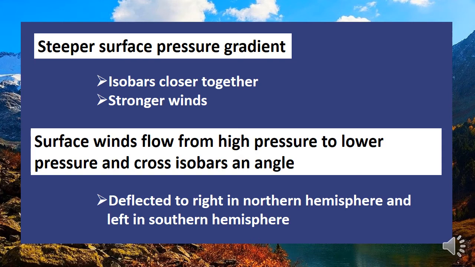If the surface pressure gradient is steeper, meaning the isobars are closer together, we experience stronger winds. In contrast, if the isobars are farther apart, the winds are weak. If the surface wind flows from high pressure to lower pressure and across isobars at an angle, the winds are deflected to the right in the northern hemisphere and left in the southern hemisphere because of the Coriolis effect.